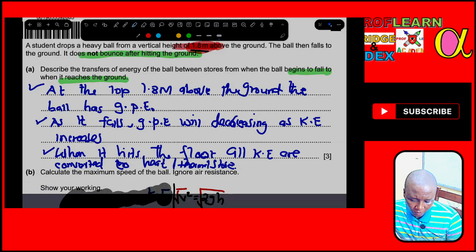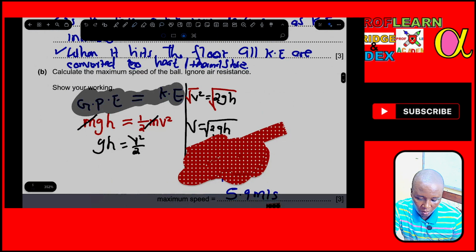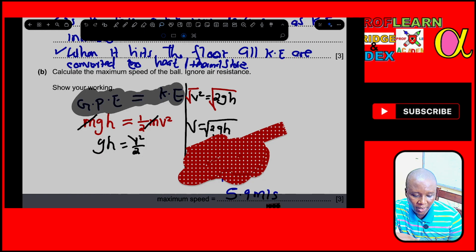So you are supposed to highlight 3 points. At the top above the ground, it has potential energy. As it falls, gravitational potential energy decreases as kinetic energy increases. When it hits the floor, all the kinetic energy will be converted to thermal energy. And also there is another concept that was introduced here to calculate the maximum speed.